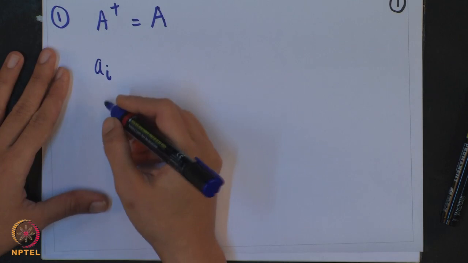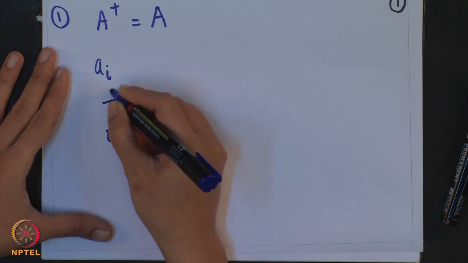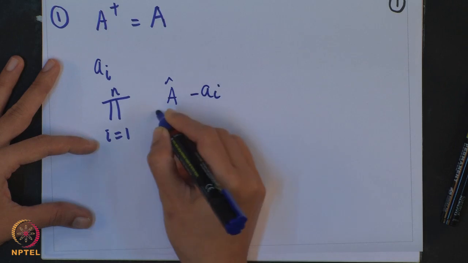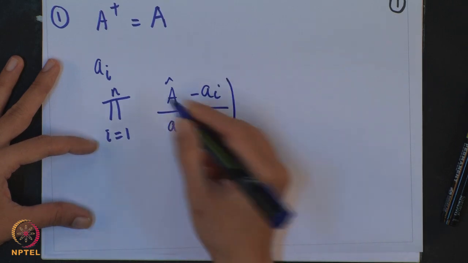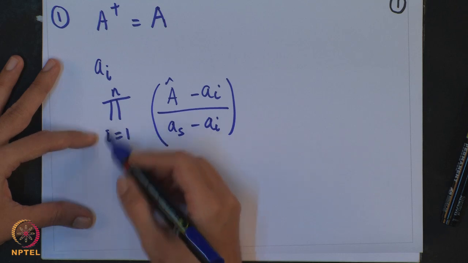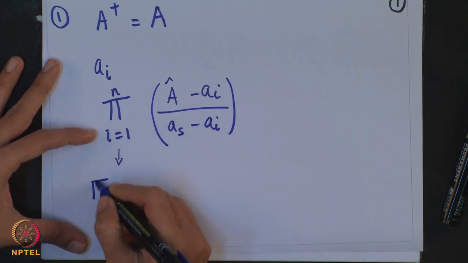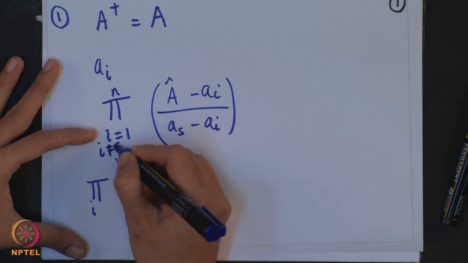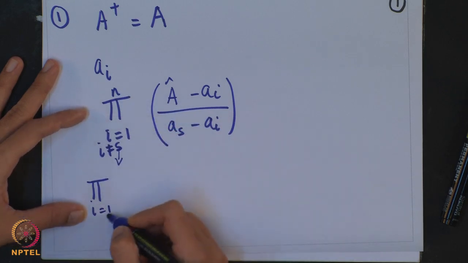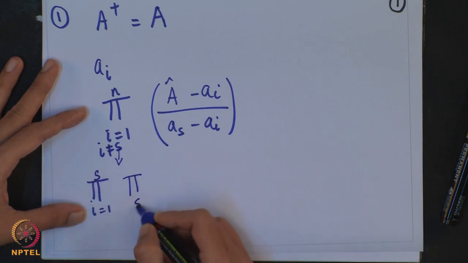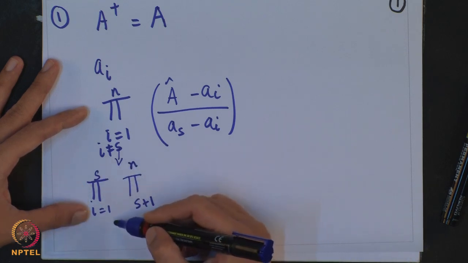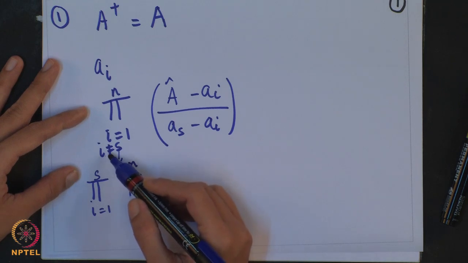So, you have to tell what is the significance of this given operator: the product over i going from 1 to n of (A minus a_i) upon (a_s minus a_i). So, this is the operator given to you. And in the problem, this product notation is, let me write here, where i is not equal to s. This is what the question means. In the question you have seen i from 1 to s, then s plus 1 to n. So, i is not equal to s. It is between 1 and n, excluding the value of s, that is what is given to you.